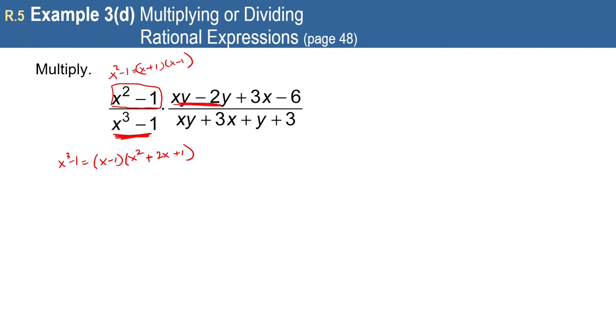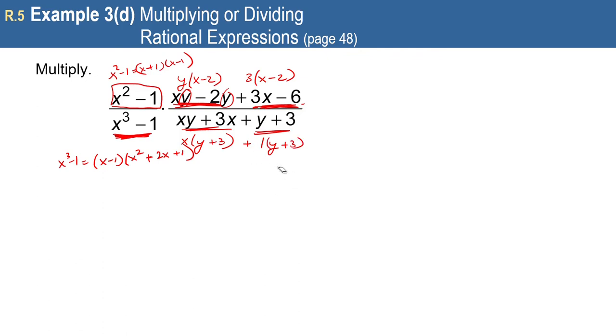And notice here we have a 4-term polynomial. So these are going to require us to do factor by grouping. I could take out a y here. So that's y times x minus 2. I could take out a 3 here. That's 3 times x minus 2. You could pull out an x on the bottom. That's y plus 3. And here I'll just pull out a 1.